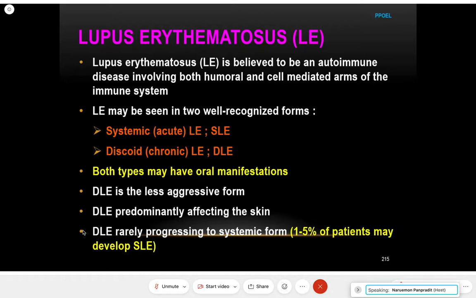There is a less aggressive form that predominantly affects the skin, and it progresses very slowly. Even if a patient was told they have just DLE, discoid lupus erythematosus, 1 to 5% of patients may develop systemic lupus erythematosus, or SLE, later in the future. So it's important. How about the SLE?